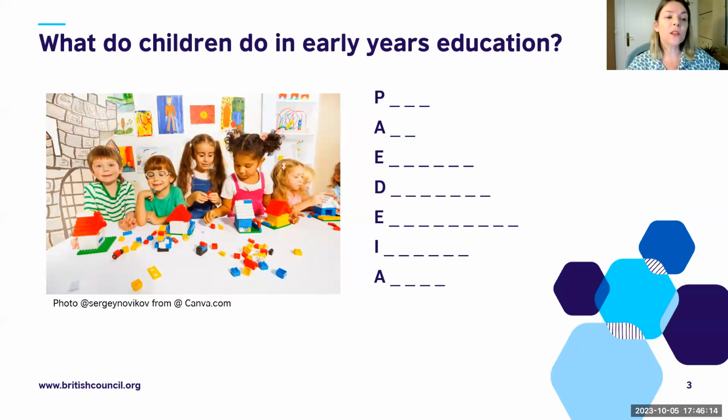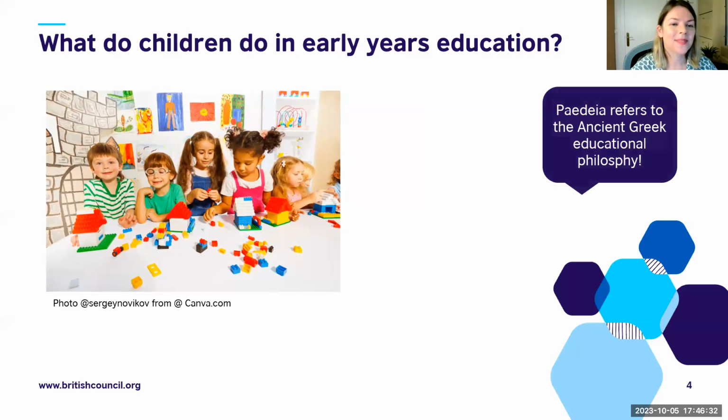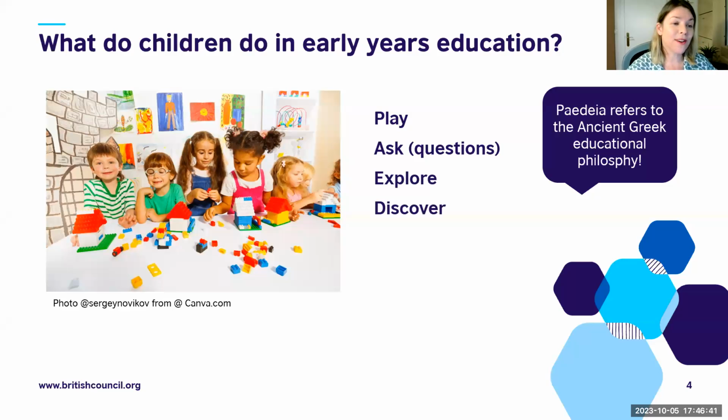And the last one is another one with an A with 5 letters. So what could this be? Answer, attitude, action. Okay, I'm going to give you the answers now. So yes, you were right. It was play, ask, as in asking questions, explore, discover, experiment, interact, and adapt.